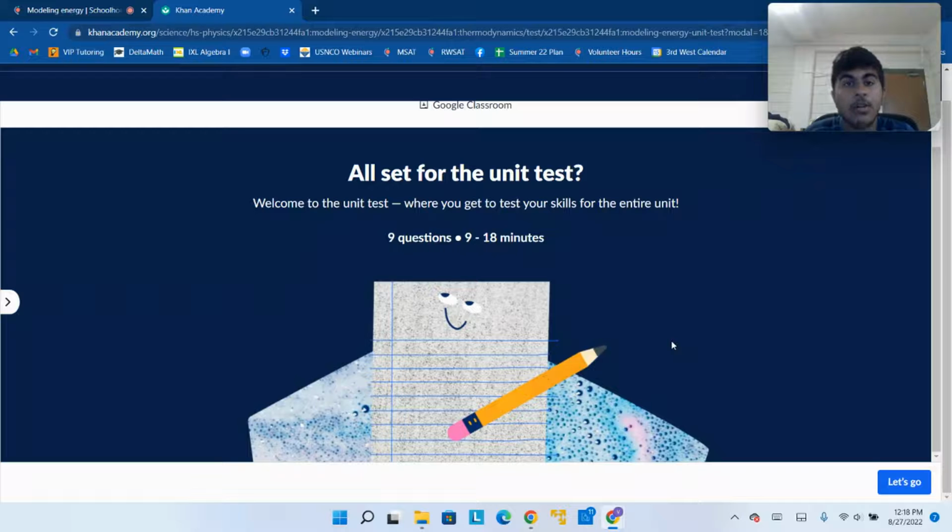and welcome. Today, we're going to be looking at the unit test for modeling energy, one of our topics in physics, both honors and standard. As always, we're going to be going through all 9 of these questions in this unit test to make sure you understand how to approach and solve these questions.